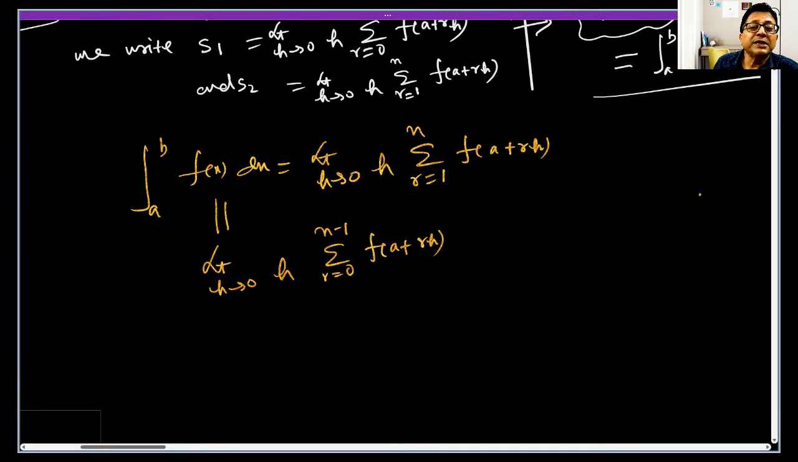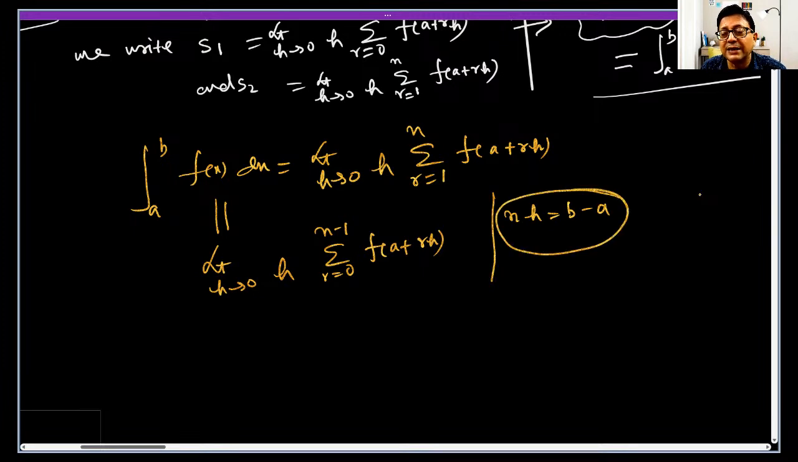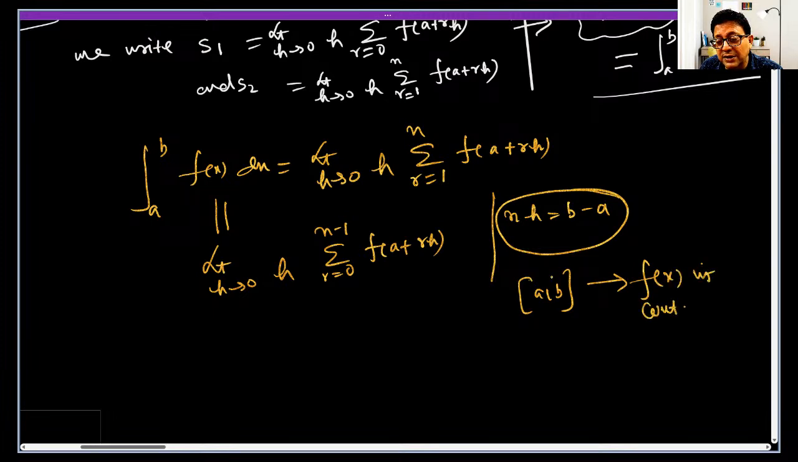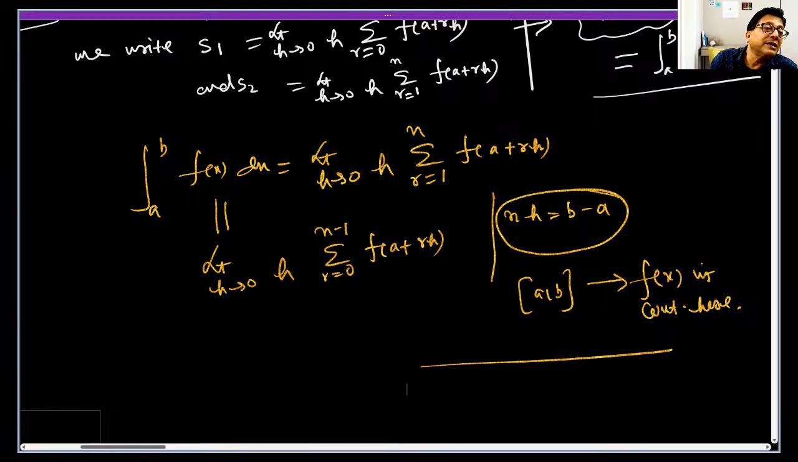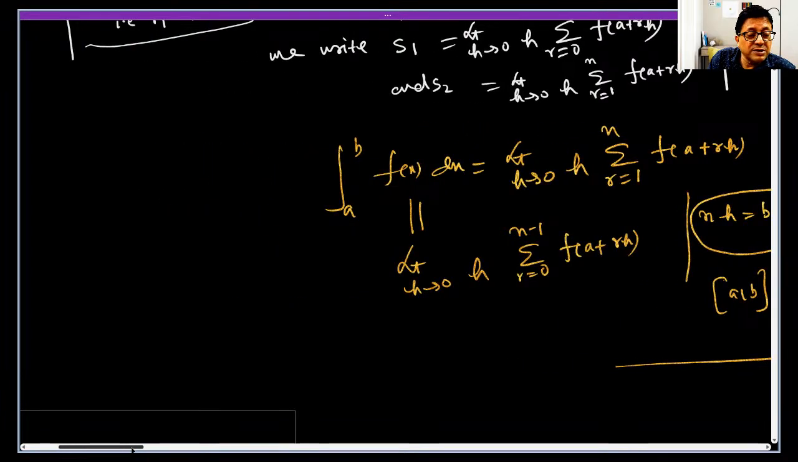They are representing the same thing under the condition that nh equals b minus a. This condition is there. Why b minus a? Because [a, b] is the interval where the function f(x) is continuous. We will stop our calculation if we find that the function is not continuous over there. We will stop evaluating the definite integral, then it will be an improper integral. That I will discuss in some other section.